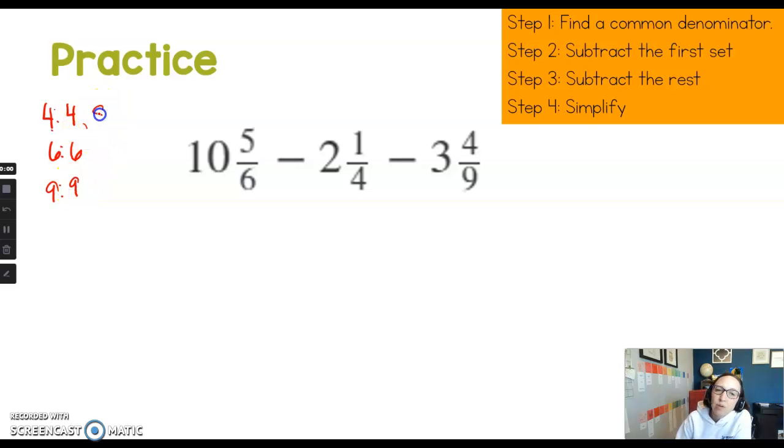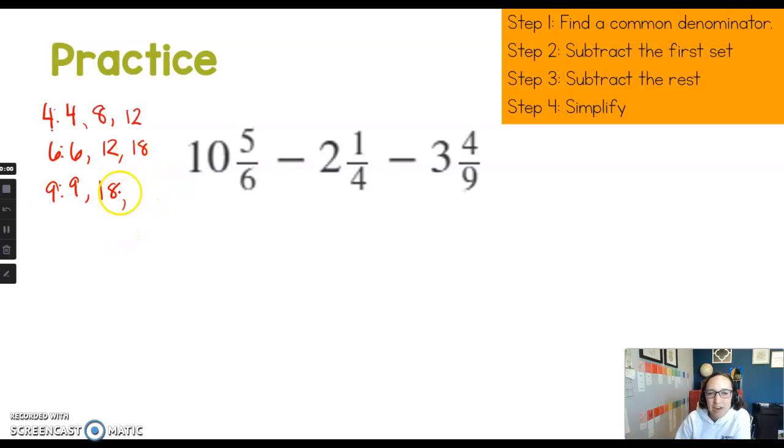4 times 2 is 8. 6 times 2 is 12. 9 times 2 is 18. 4 times 3 is 12. 6 times 3 is 18. Ooh, 18 there.